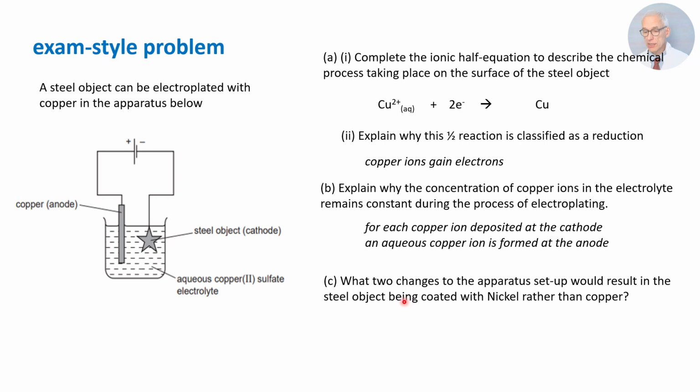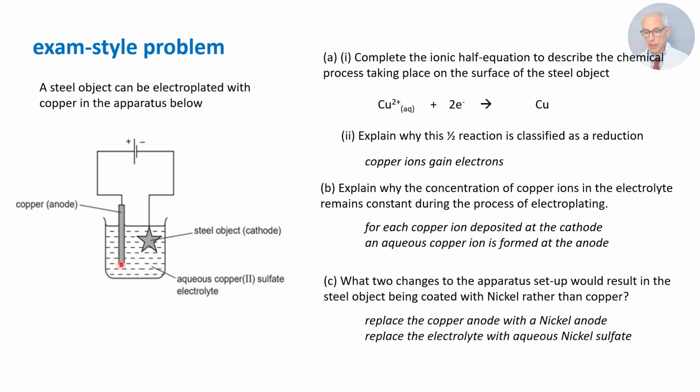What two changes to the apparatus setup would be needed to nickel coat the steel object? Well, we need to replace the anode with a nickel anode and replace the electrolyte with a nickel salt, such as aqueous nickel sulfate.